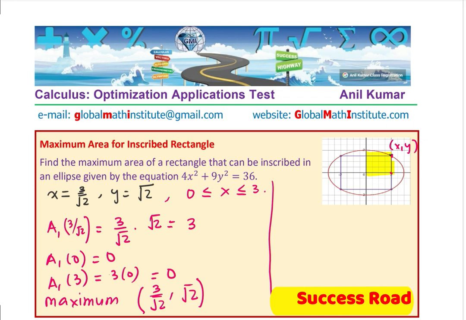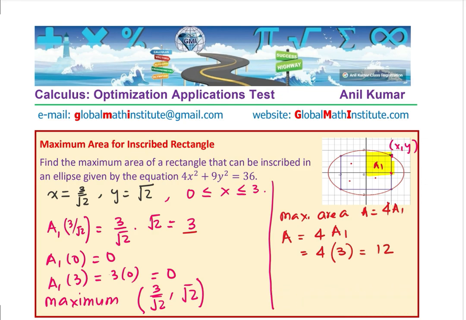And what is that maximum area? So let's write down the maximum area now. The maximum area will be 4 times the area of quadrant 1, right? So the maximum area A will be equal to 4 times the area of quadrant 1, which is 3. So we get 12. So our answer here is that the maximum area is 12 square units. Is that clear to you?